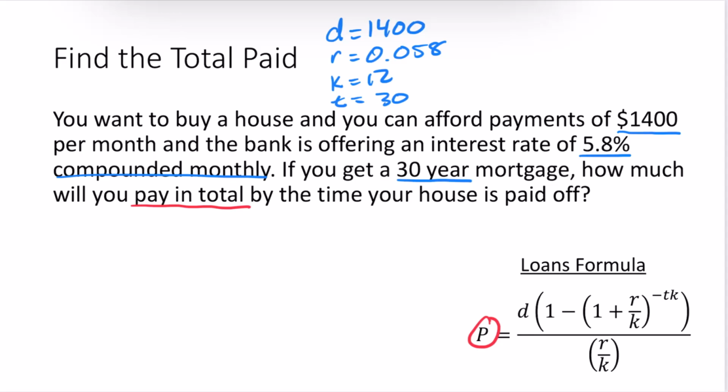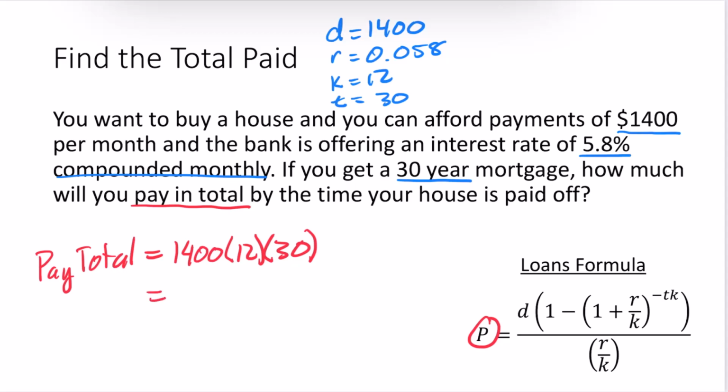And so for this problem, we actually don't need the loans formula at all because the amount that we are going to pay in total is just going to be our payments times the number of payments we make. And if we make 12 payments per year for 30 years, you would just take that payment and multiply by 12 and multiply by 30. And when I multiply those numbers together, I get 504,000 even. And so that would be the amount that I would end up paying for my house in total.